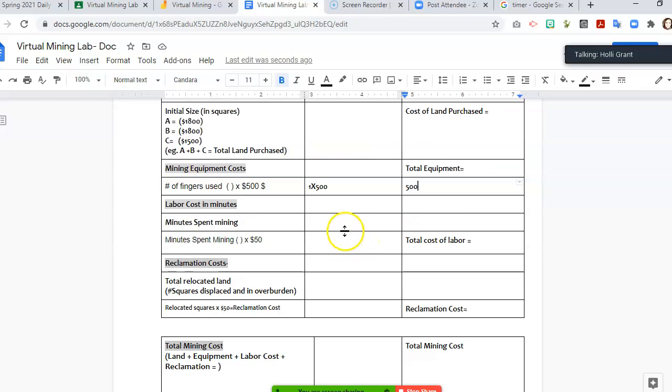All right, so then let's figure out the labor costs in minutes. How many minutes did you spend mining? Remember, if you went over a minute, you got to round up. So if it was 4 minutes and 1 second, you still got to round up to 5 minutes. If it was 3 minutes and 27 seconds, you rounded up to 4. So round up to the nearest minute. Then take the minutes that you spent mining, multiply it by 50, and find your total cost of labor.